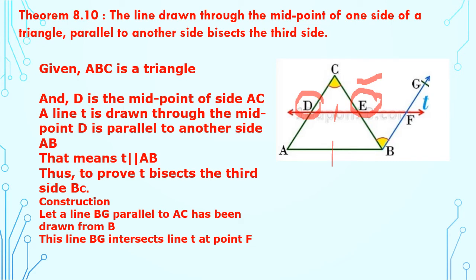It means two conditions are given and one condition is asked. Previously also two conditions were given and one was asked. Previously the two conditions given were that D and E were the midpoints, and parallel lines was asked. Here the condition is given as D is the midpoint, parallel lines are there, and you have to prove that E is the midpoint of CB.